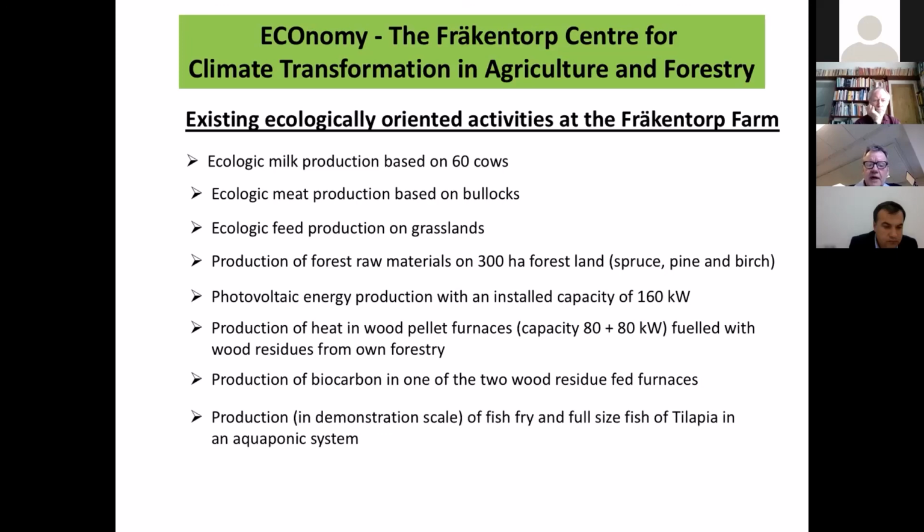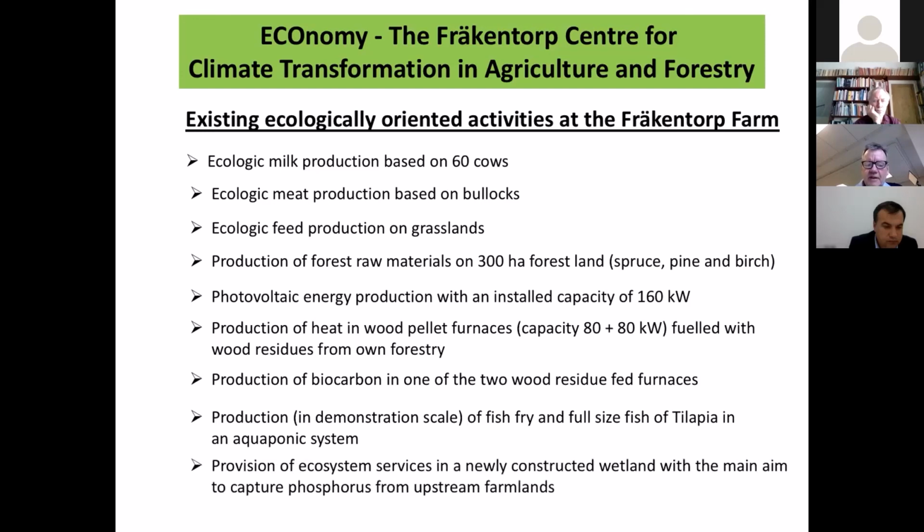There is production in an aquaponic system. We produce tilapia on a small scale, about 1 ton per year, where we have the eggs and the fry and then the large fish. The temperature is 26 degrees, and it's totally indoors in an old cow barn that is now retrofitted into an aquaponic system.